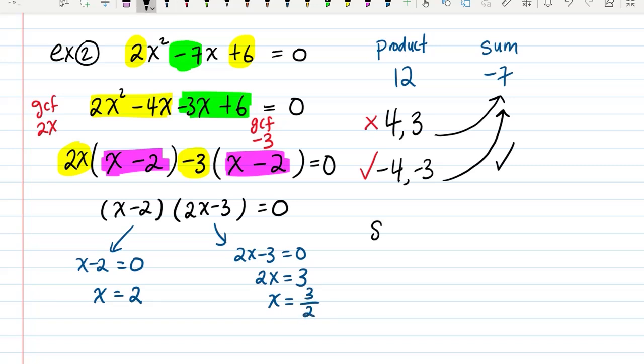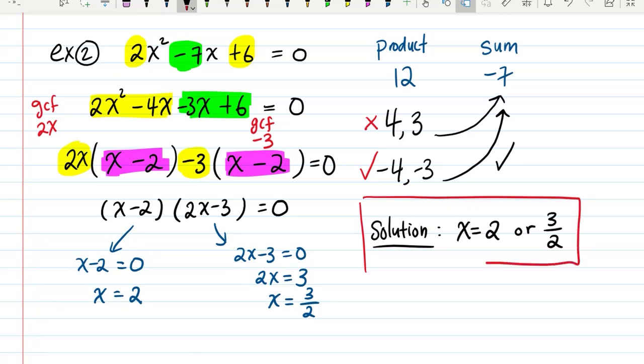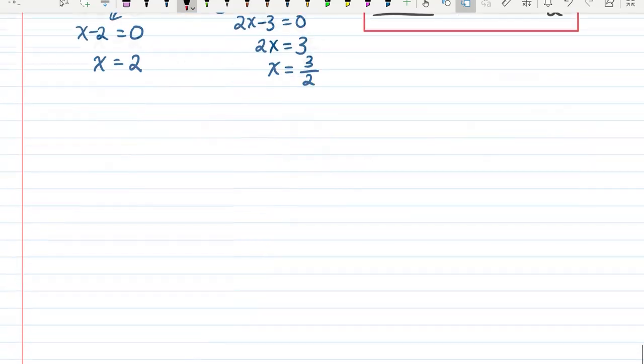So the solution for this question is x is equal to +2 or 3/2. And make sure you put that in a box on the quiz or test. Okay, let's try one more. Example 3.